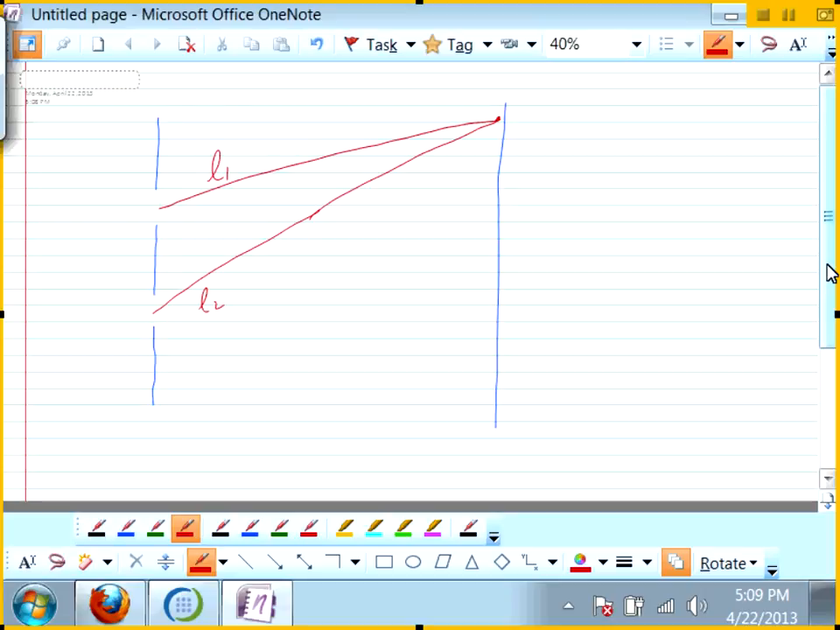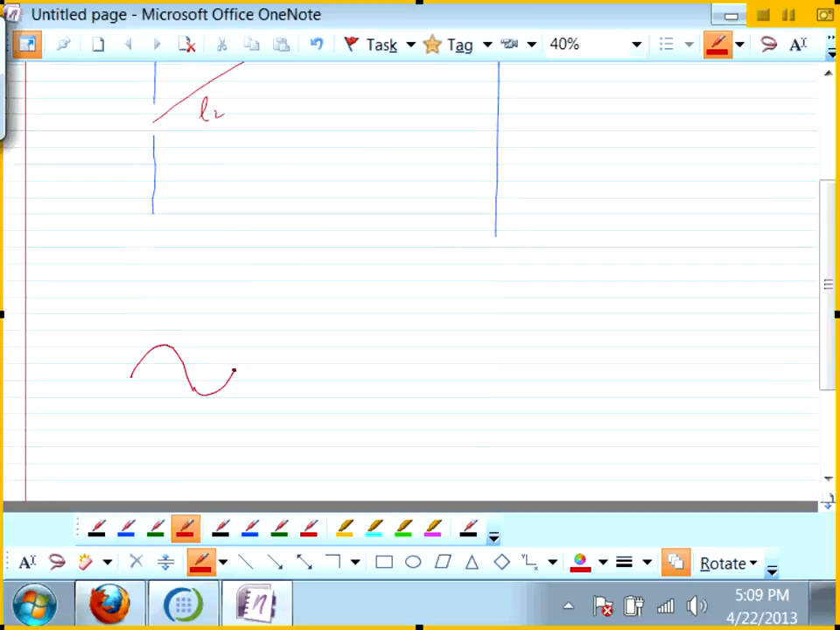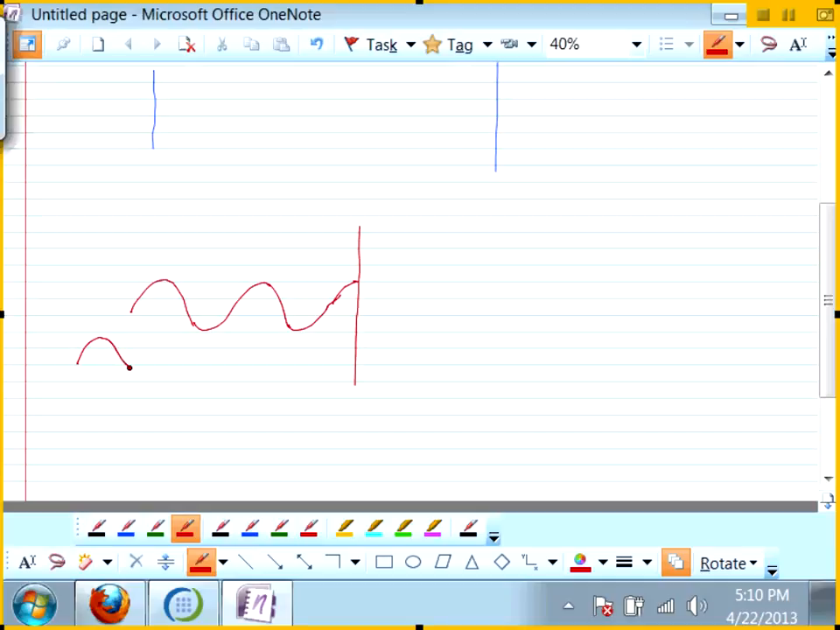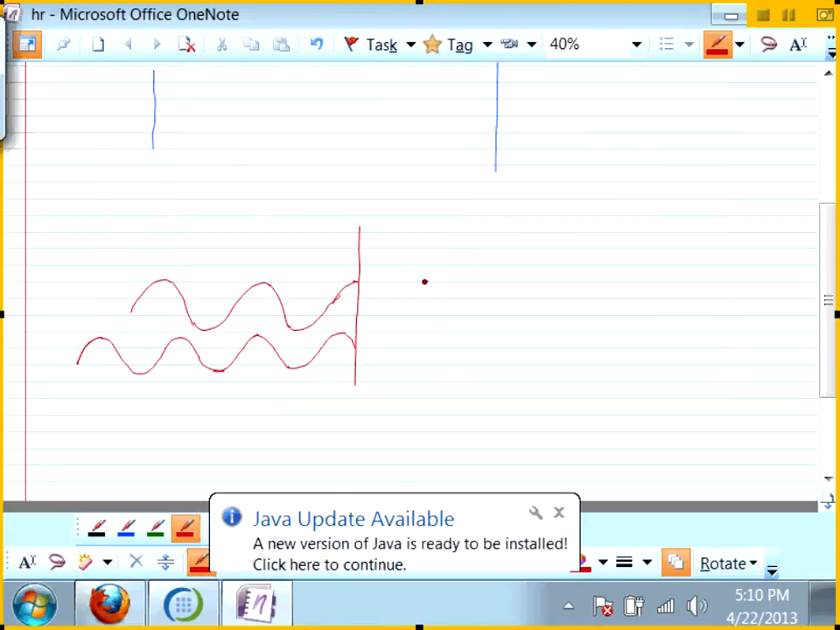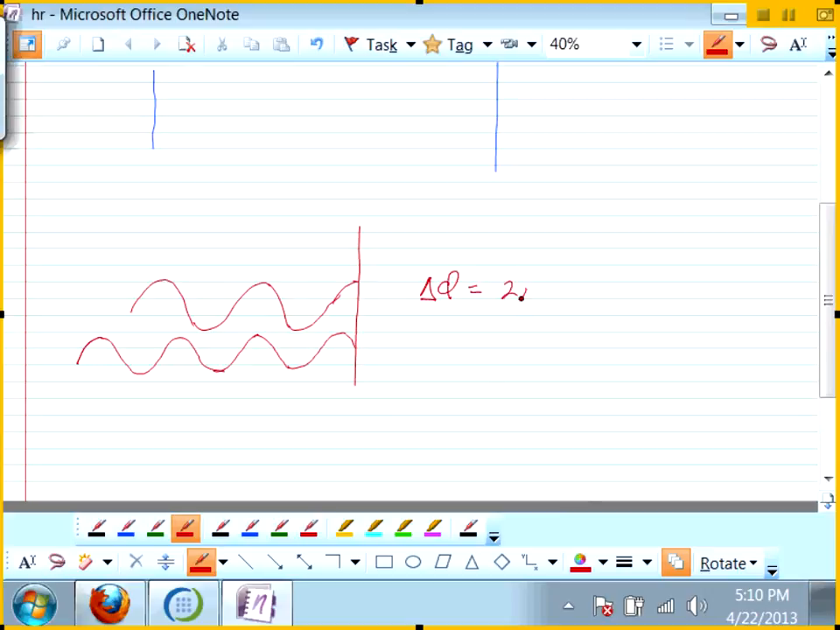So what we're trying to illustrate is that maybe one of them is doing this. We'll call this the short one. The other one travels a little farther, and it's doing that. And hence, these two waves are not in phase. And our phase difference, I'm going to call our phase difference delta phi. It's 2 pi delta x over lambda. And this is our delta x.